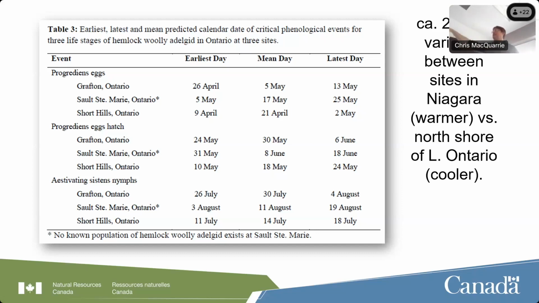And looking at the Sioux, it's even possible that the insect could develop here. It's certainly a lot later, almost a month later than at Short Hills in the Niagara. But extrapolating this out through the development time of the insect through our climate, you could grow a population of hemlock woolly adelgid here and have it survive. So that's one estimation of risk for this area.